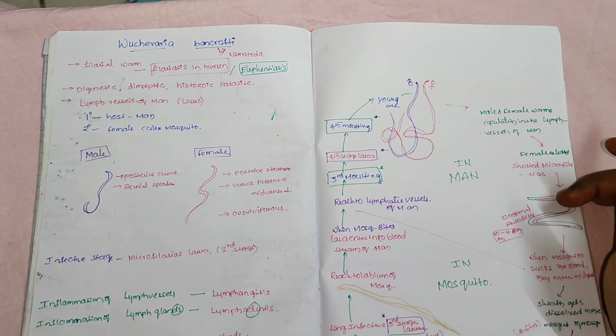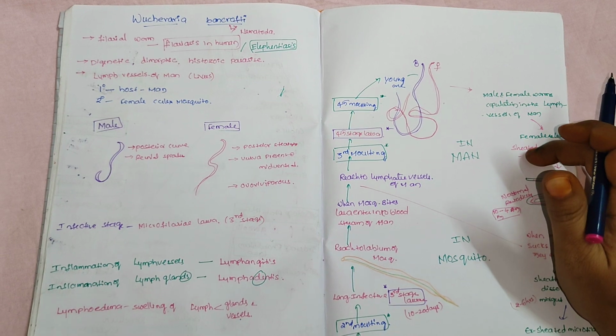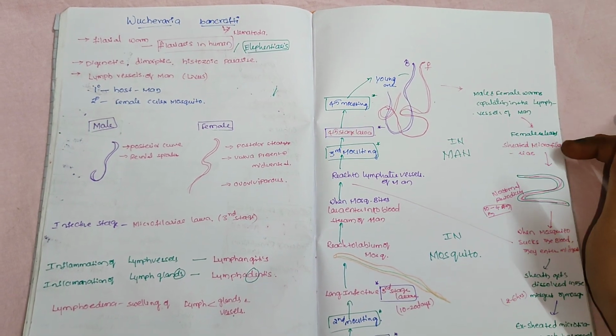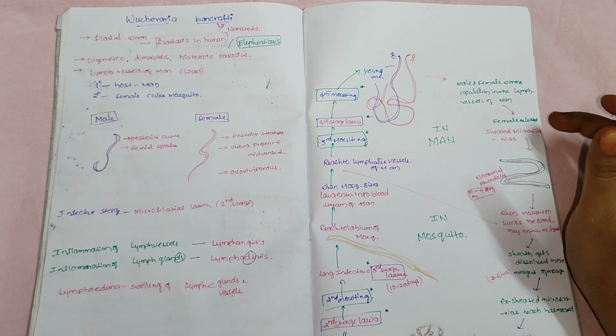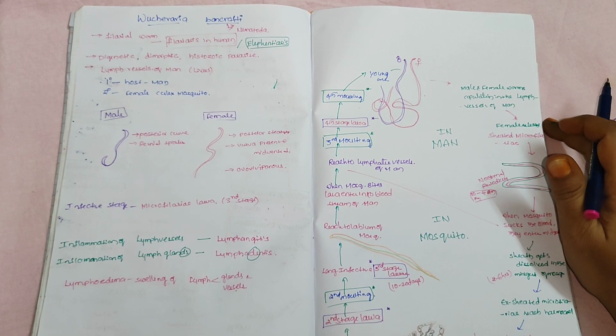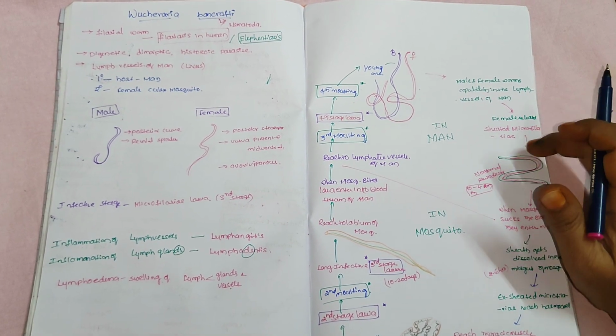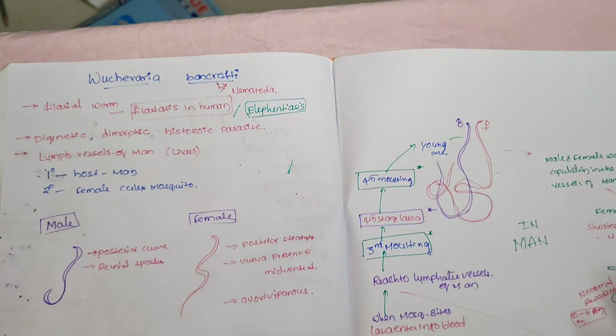Hello everyone. The topic is Wuchereria bancrofti. It is in the topic of zoology first year, biology, human welfare unit, and parasitic life cycles. Already we are done with Entamoeba, Plasmodium, and Ascaris. The last parasitic life cycle is Wuchereria bancrofti.